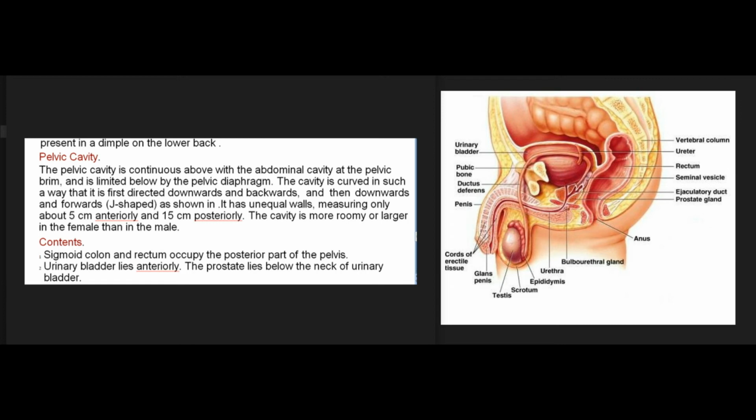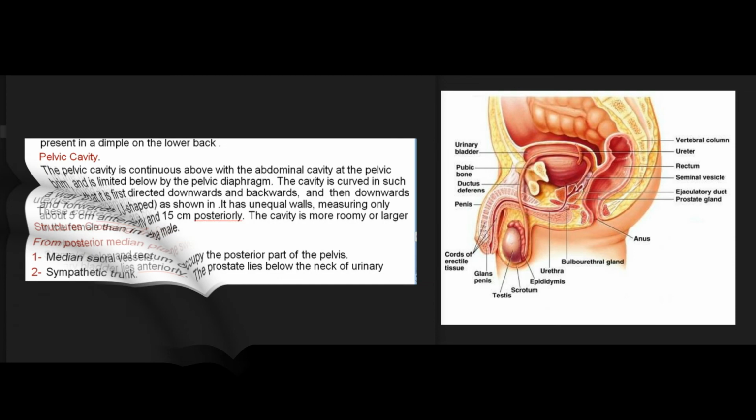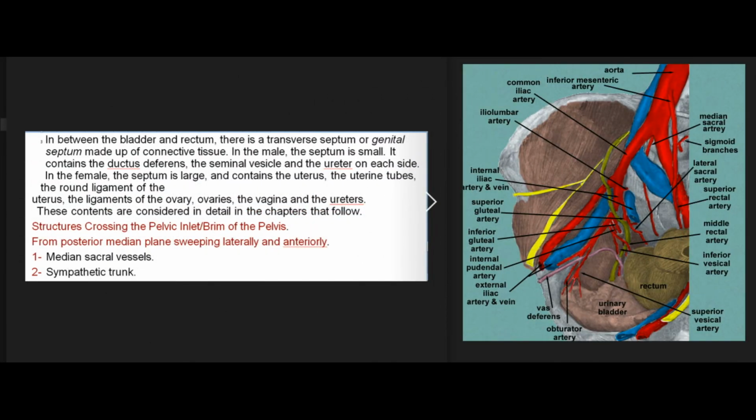Contents. 1. Sigmoid colon and rectum occupy the posterior part of the pelvis. 2. Urinary bladder lies anteriorly. The prostate lies below the neck of urinary bladder. 3. In between the bladder and rectum, there is a transverse septum or genital septum made up of connective tissue. In the male, the septum is small.